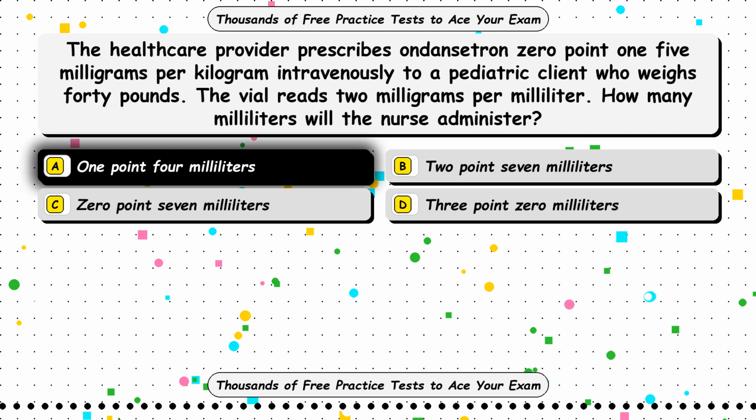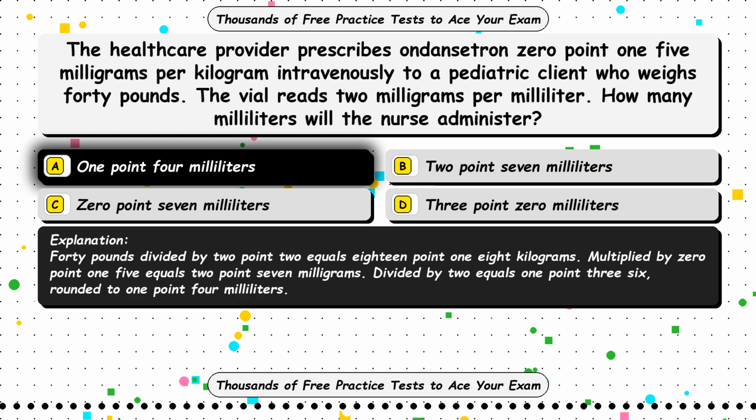The correct answer is option A. 1.4 milliliters. 40 pounds divided by 2.2 equals 18.18 kilograms. Multiplied by 0.15 equals 2.7 milligrams. Divided by 2 equals 1.36, rounded to 1.4 milliliters.